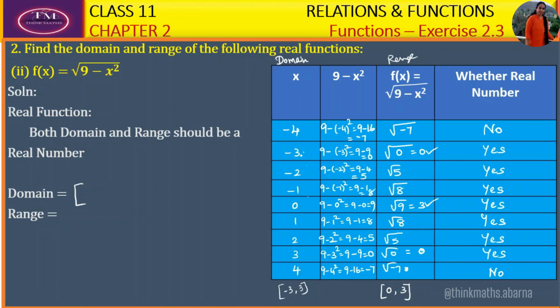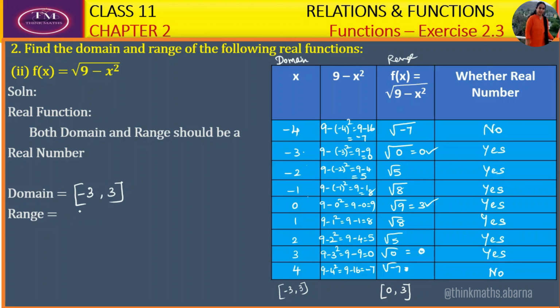If we move beyond minus 3 and plus 3, the answer will be no, because we get negative roots. Negative roots are not allowed in real numbers. So domain is nothing but minus 3 comma 3. Minus 3 is included, 3 is also included. So use the square bracket on both sides.